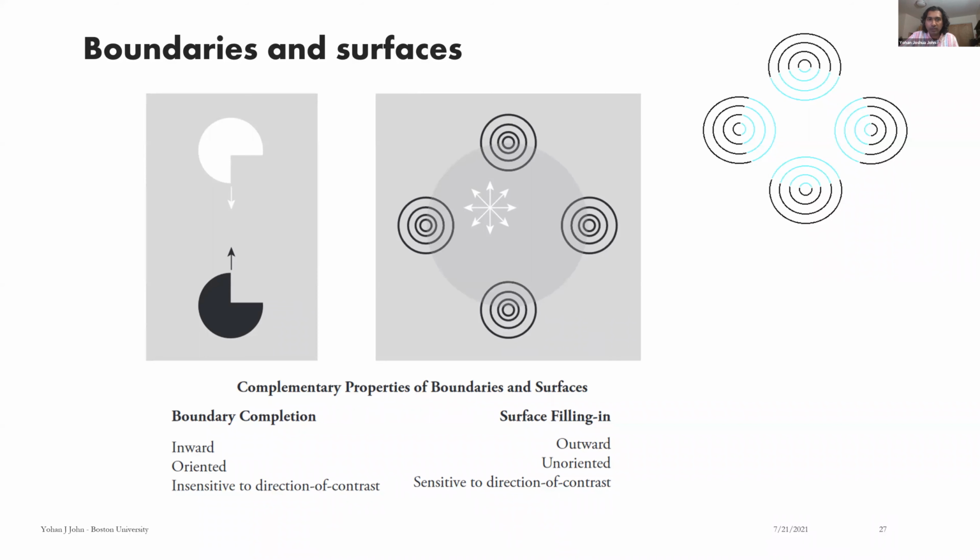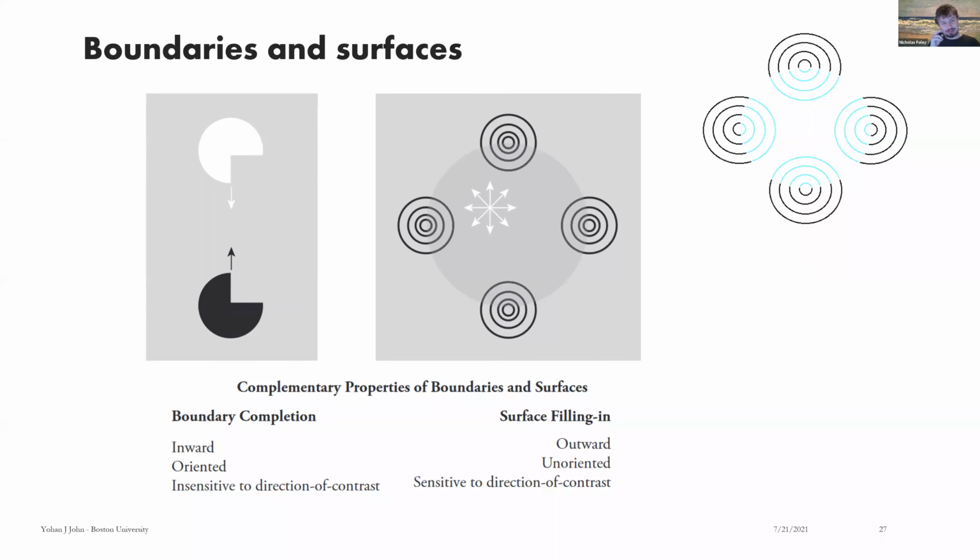Why does he call it inward, Karthik? I think, I don't know exactly, but I think it has got to do with the fact that it is oriented, right? Isn't that the reason why? Yeah, it says inward and oriented.